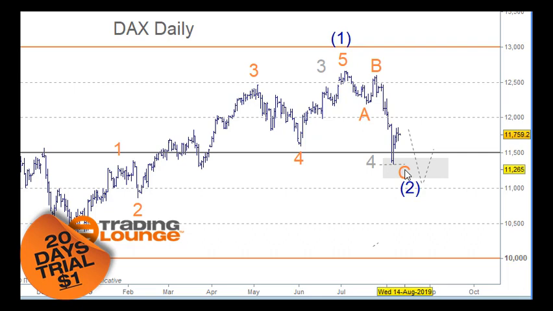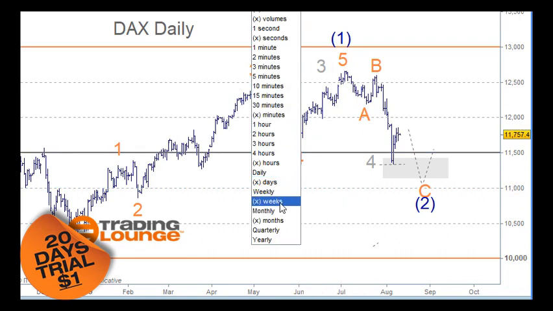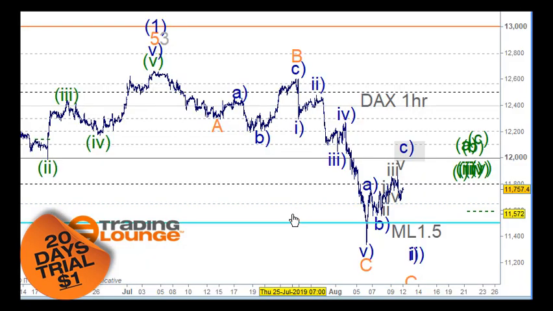If it's this one here, wave C of 2, then we've got one more leg to come down here, and that's what we need to talk about. We need to look at this, and we also need to look at the S&P with this as well. So if I just cut through to the hourly chart and pick it up from where we left off last time we spoke.